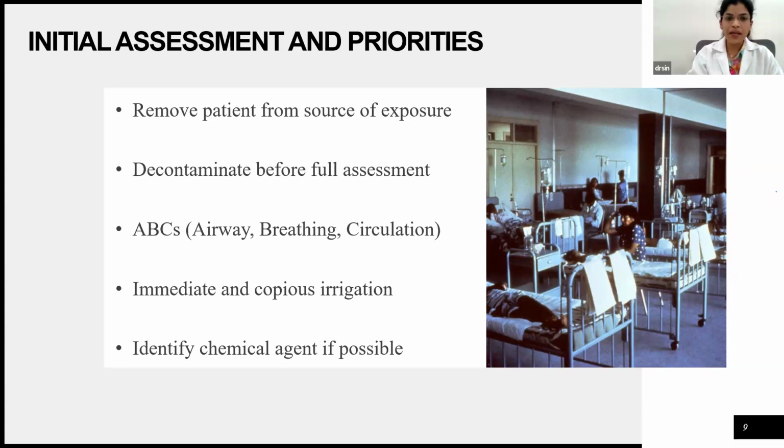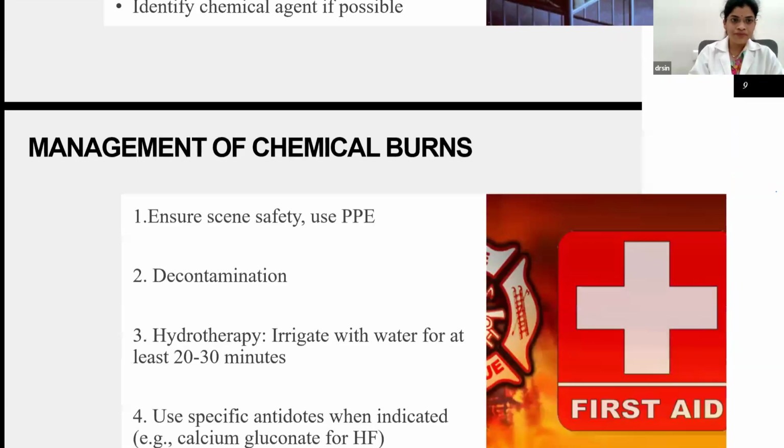And once that is done, immediate and copious irrigation should be started off, and identification of chemical agent if possible should be done, because there are few chemical agents in which copious irrigation is not indicated. We'll get into all those details later on.